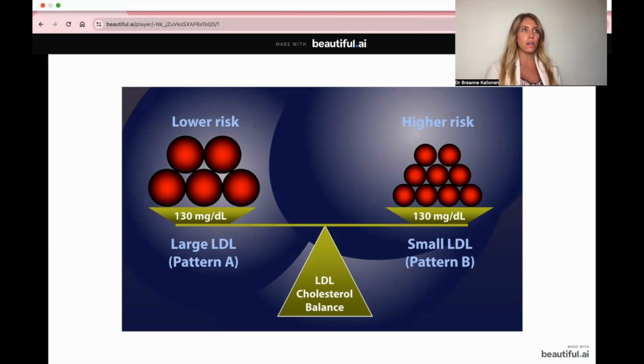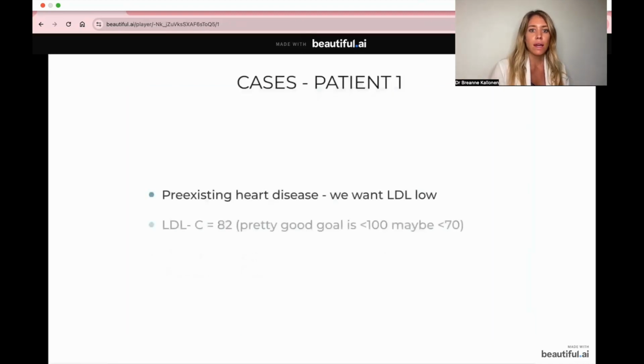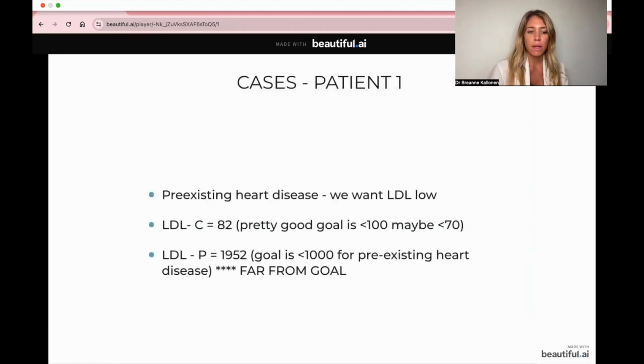Another analogy that I use with individuals in my practice is, say you're at a pool party and you get hit with a large beach ball. You're not going to care. It's not going to cause very much damage. That's essentially what these large buoyant particles are doing. If they hit the artery wall, not a big deal. It's not hurting you. It's just a beach ball. But if you're at that pool party and you get hit with a golf ball, that's going to create some pain and inflammation for you. Same volume, different risk. Now, let's go through some cases.